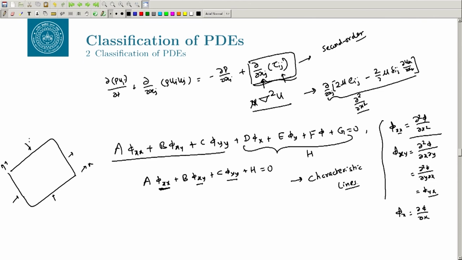So, those lines are called the characteristic lines. So, we are looking for the regions where the highest order derivatives are undefined. Okay. So, how do we identify that?